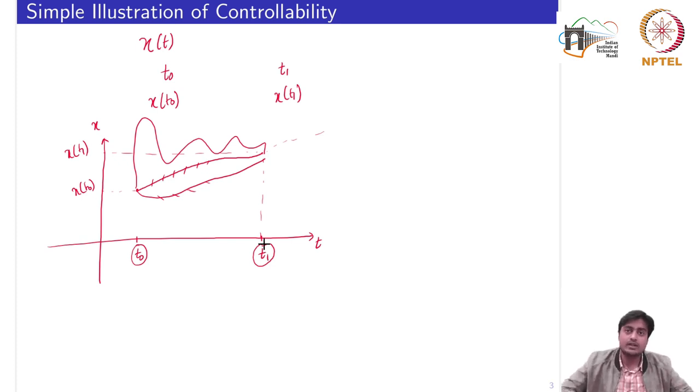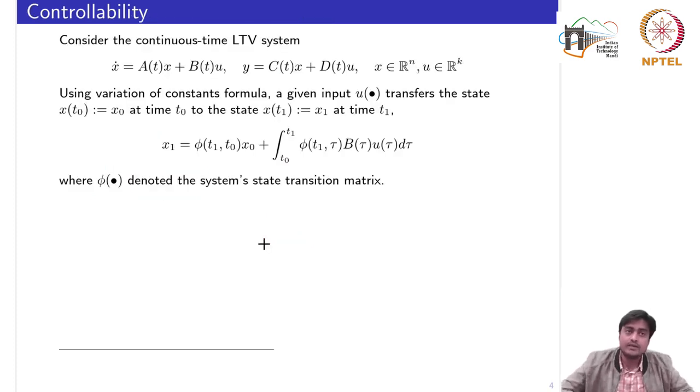After seeing this simple illustration of controllability, let's try to put all these things in a formal framework. We'll start with linear time varying systems, and then we will tailor all the results for LTI systems. Consider the continuous time system where A(t), B(t), C(t) and D(t) are the time varying system parameters. In the first week we saw that, using the variation of constants formula, a given input u transfers the state x of t0, which we defined as x0, the initial condition at time t0, to the state x of t1 at time t1. This is the formula we have used to compute the signal x1, specified at t equal to t1, where phi defines the system's state transition matrix.